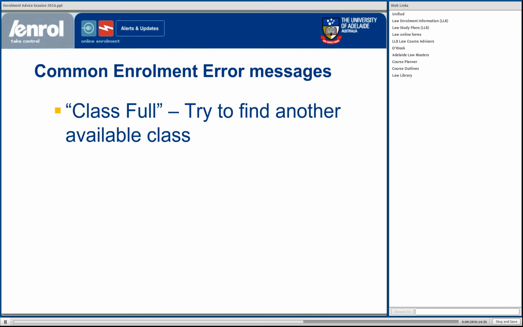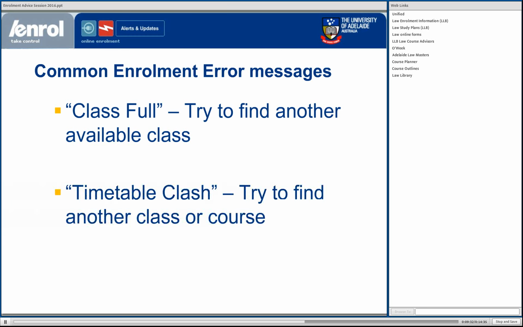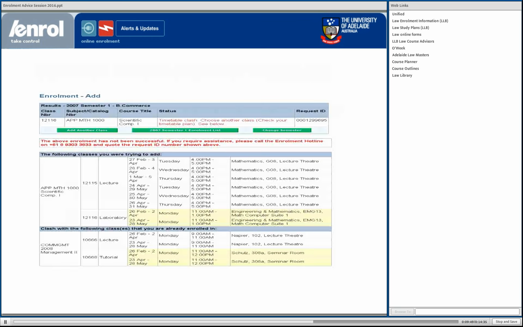If you get any error messages, there's a few error messages that might come up. If the class is full, you'll need to find another available class. If it's a timetable clash, depending on the clash, you won't be able to enroll. So if it's a seminar to seminar clash, you won't be able to do both of those. If it's a lecture to seminar clash, then that's possible, but you will need to put in an enrolment error request form via our unified forms and downloads page to get that clash overridden. If you get an error message, then it'll say here in red that your enrolment hasn't been successful.